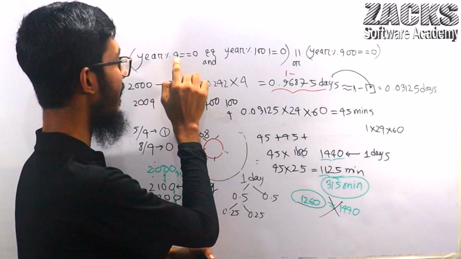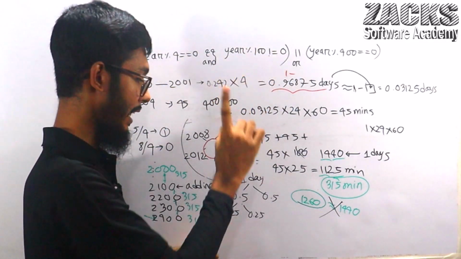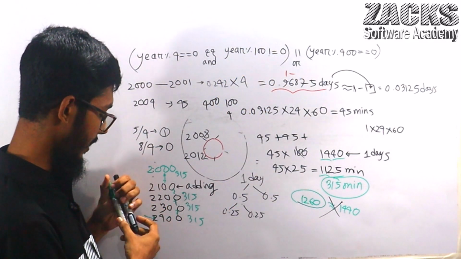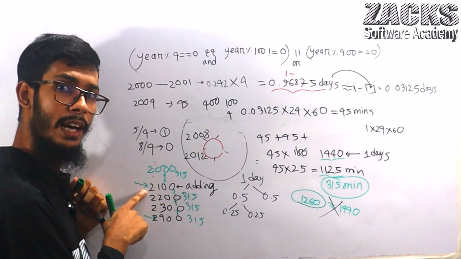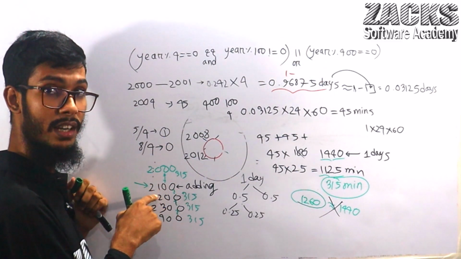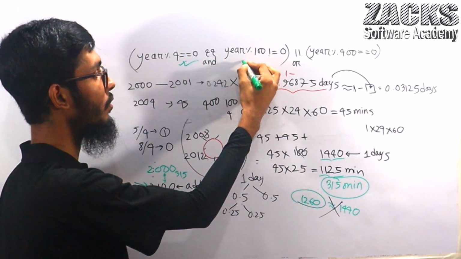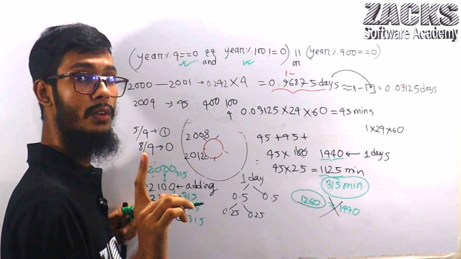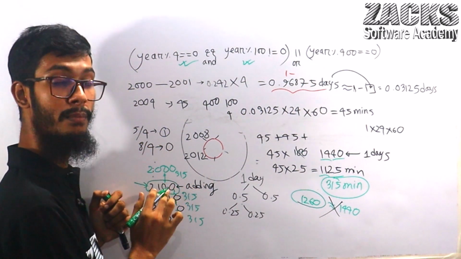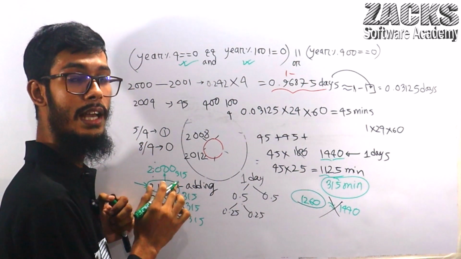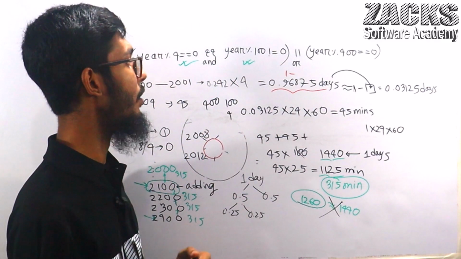But if the year is divisible by 4 but not divisible by 100, just focus on this one. This year is divisible by 4, but is it a leap year? No, this is not a leap year, this is a century year. So we are checking one more condition. If both conditions are true, then we are considering the year as not a leap year. So this year is divisible by 100, but according to our condition, the year should not be divisible, right? I hope you got this point, right?